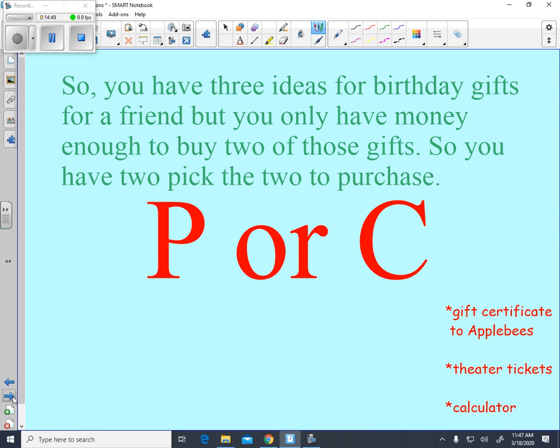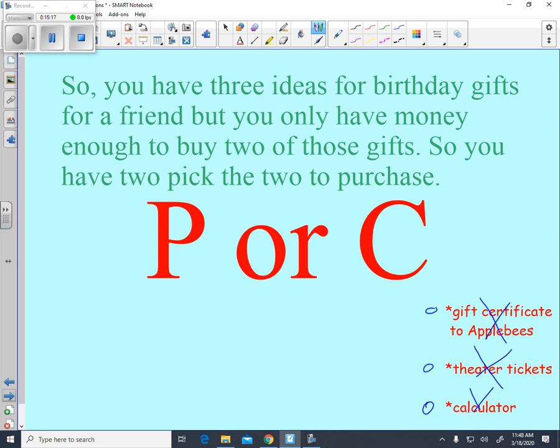How many options have you got? Let's say those gifts are a gift certificate to Applebee's, theater tickets, and a calculator. Those are your three options, and you're going to buy two of them. Wow, I don't know, that Applebee's certificate's not going to be worth much, is it? Oh, come to think of it, the theater tickets aren't going to be either.